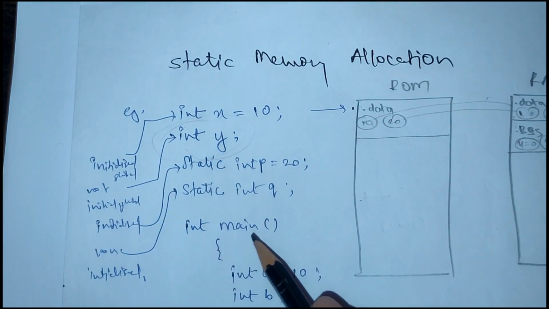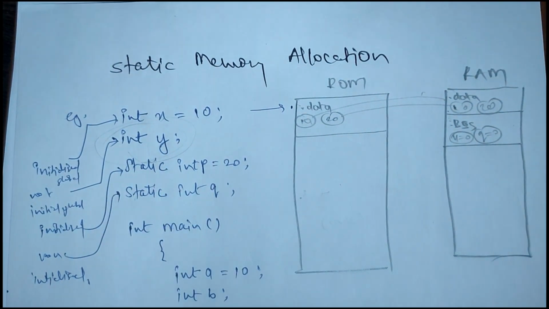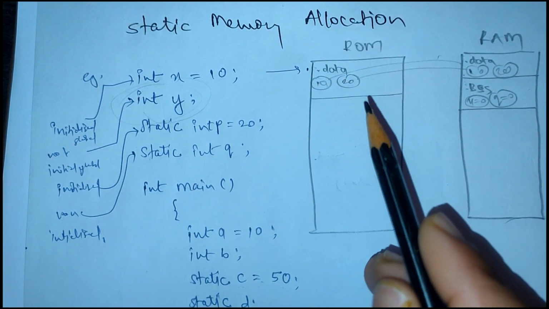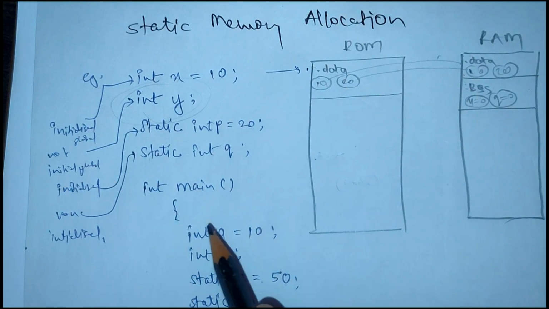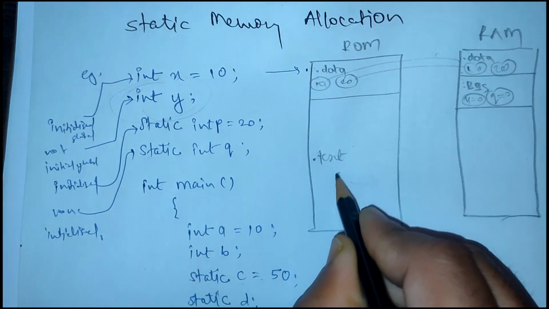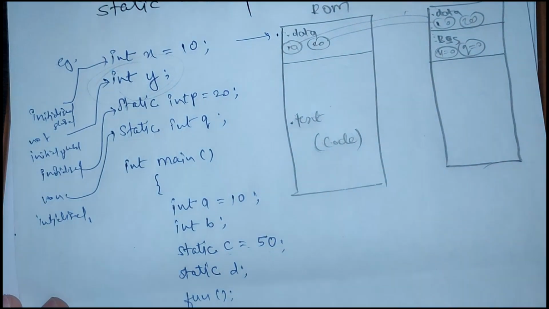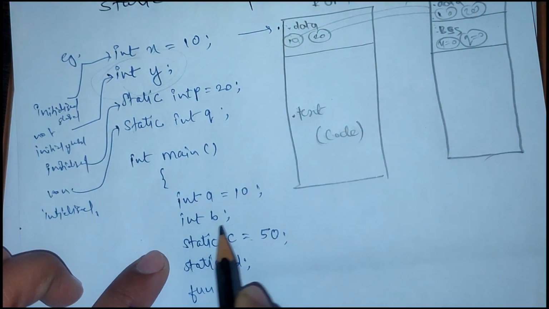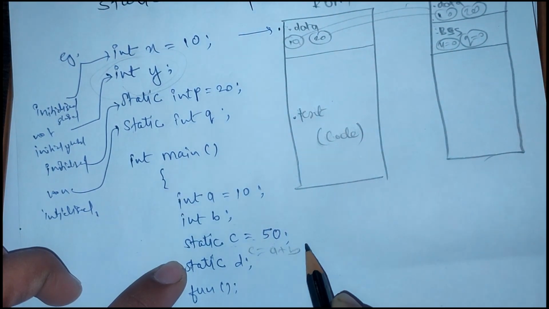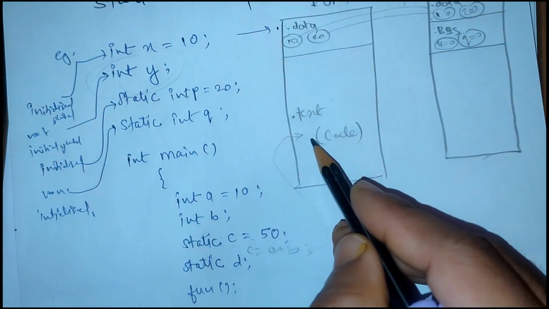Code means these instructions. In the ROM section or the RAM section? The best candidate, I think, is ROM, because I don't want to lose the content. So I am putting the text section here. In the text section I have my code, meaning the instructions. If I have taken C equal to A plus B, this is an instruction. So this instruction, or the code, is placed in the text section.